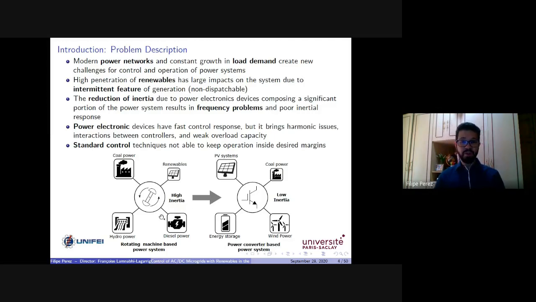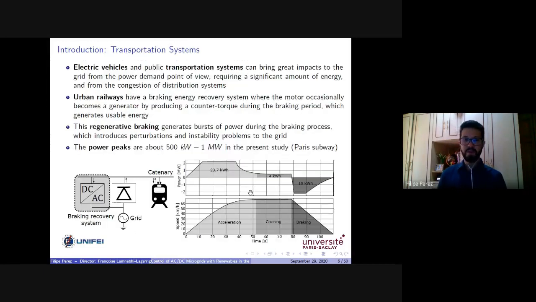So we are going from a high inertia system based on rotating machines to a low inertia system based on power converters. Another aspect is the transportation systems, where electrical vehicles like metros and subways can also bring a great impact from the demand point of view, because they require a significant amount of energy and it may bring congestion to the distribution lines.